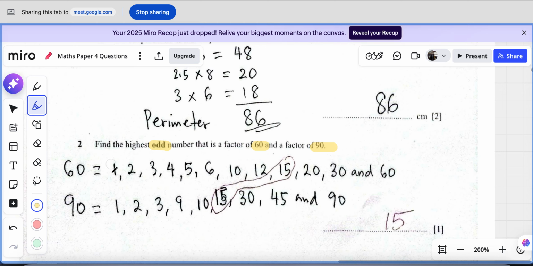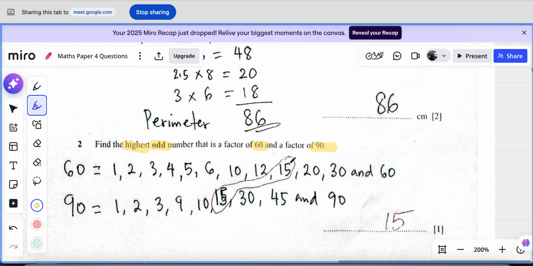Now, if you take a look, 1 is a factor, but they say the highest. So because it's not the highest odd number, we cannot choose this one. This 2 is a common factor, but it is an even number. They say we should consider only the odd number. 3 is an odd number. 3 can go, but it's not the highest. Remember, they use the word highest. So we are looking for the highest odd number. We see 5 here, there's no 5 there. 6 is not an odd number. 10 is not an odd number. 12 is not an odd number.